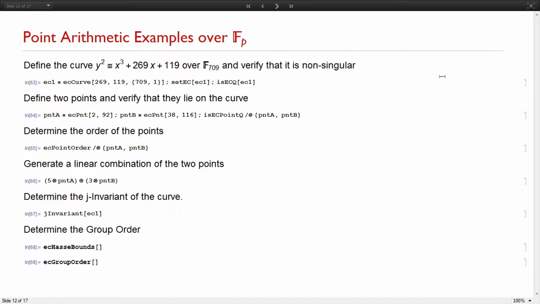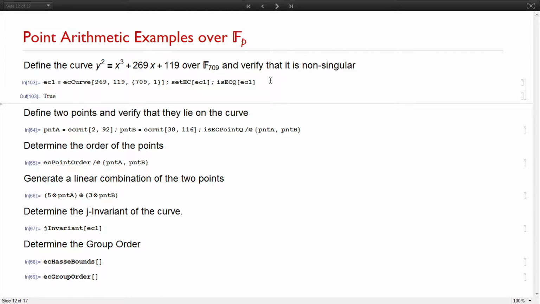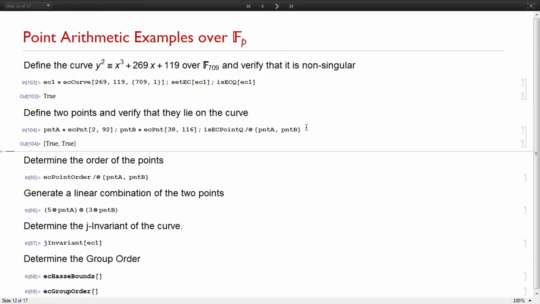Okay, so some examples of how the package works. There's a definition of a curve over a small prime finite field. We define the curve and we can verify that it actually is a valid curve. We can define a couple of points and verify that those are actually points on the curve. We can determine the algebraic order of the points, that is, what I have to multiply them by to get back to the identity.